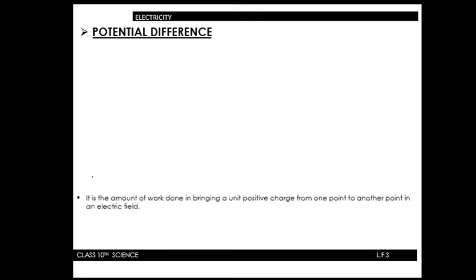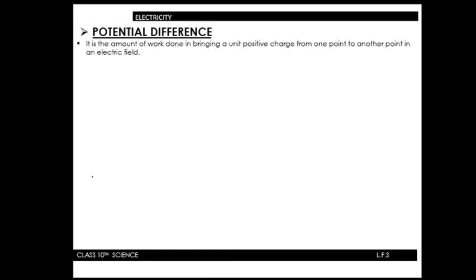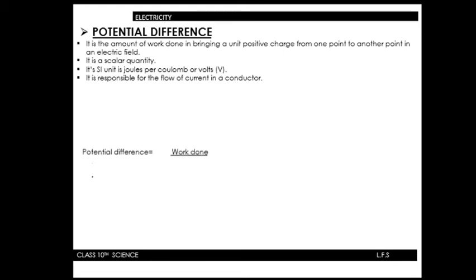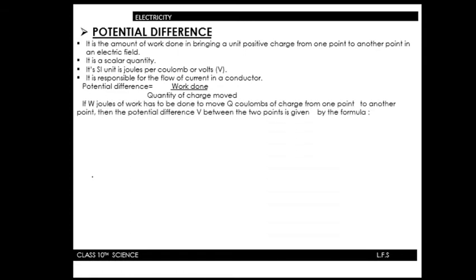Potential difference. So what is potential difference? It is the amount of work done in bringing a unit positive charge from one point to other in an electric field. It is also a scalar quantity. The SI unit is volts, or joule per coulomb. It is responsible for the flow of current in a conductor. The formula for potential difference is potential difference equals work done upon quantity of charge moved. Here potential difference is indicated by V, work done by W, and quantity of charge moved by Q. So V equals W upon Q.